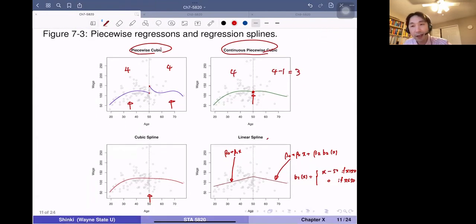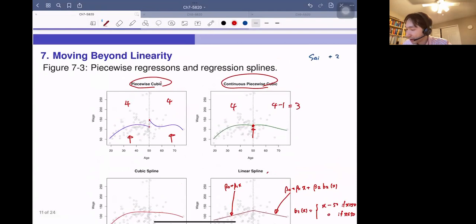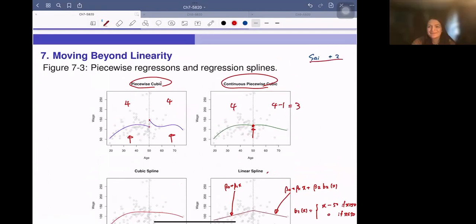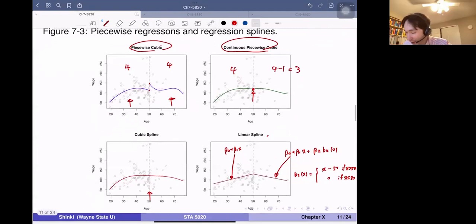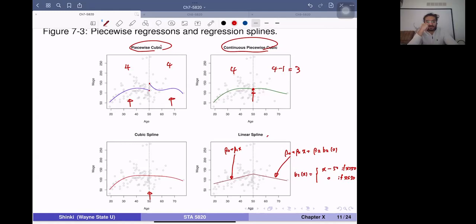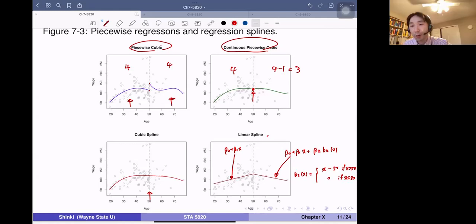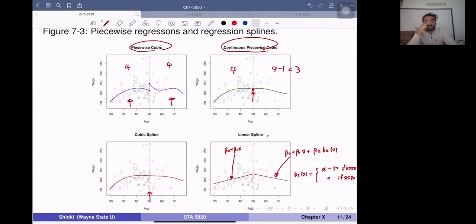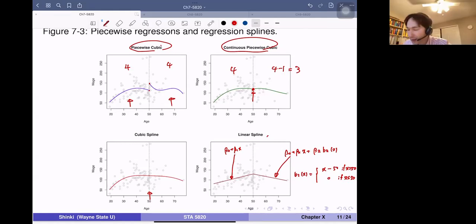So cubic spline, how many parameters? Anyone? Is that 7? No. So for a cubic spline, they should be continuous, and also the first derivative and the second derivative should coincide on the left and right side. Is it 5 or 6? Yeah, you're right. So Antarang.